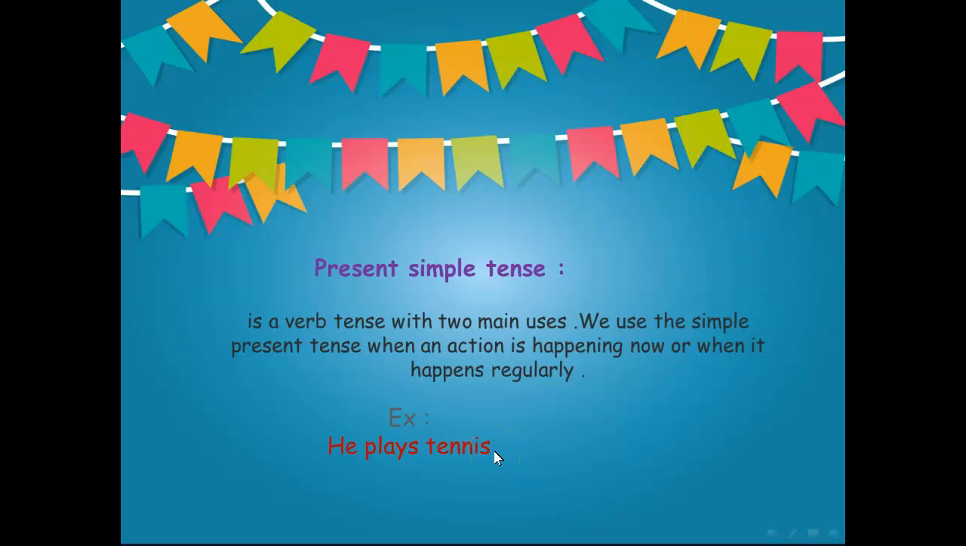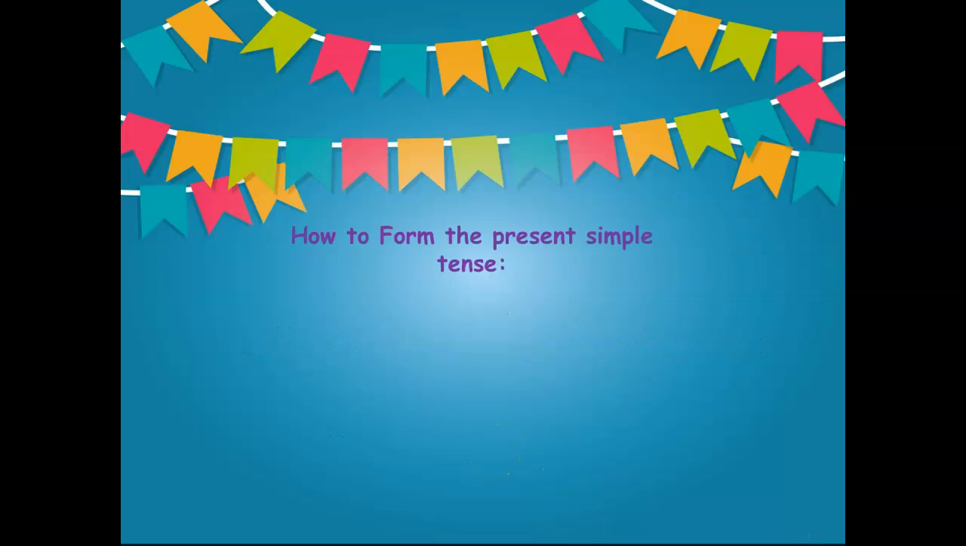He plays tennis. Girls, the verb is play without adding s. When I add s to make the present simple tense, it will be plays. He plays tennis. Listen to me, girls, now. How to form the present simple tense.